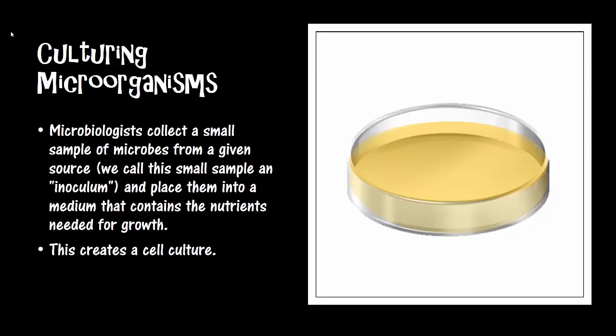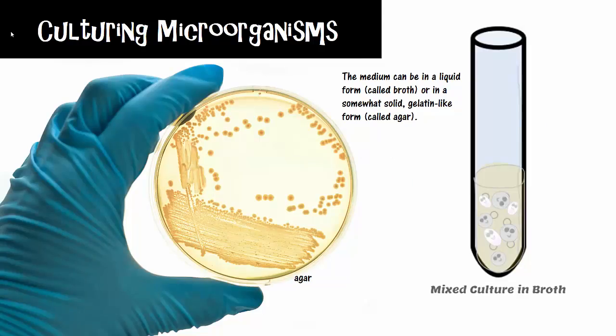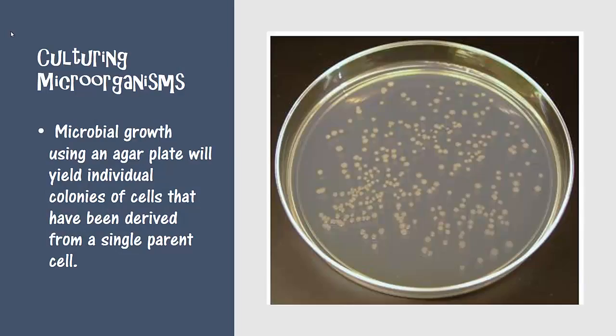Cell culture. Microbiologists collect a small sample of microbes from a given source. We call this small sample an inoculum and place them into a medium that contains the nutrients needed for life. This creates a cell culture. The medium can be in a liquid form called broth, or in a somewhat solid, gelatinous form called agar. Microbial growth using an agar plate will yield individual colonies of cells that hopefully have been derived from one single parent cell.